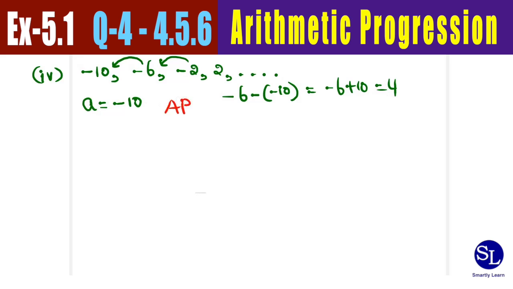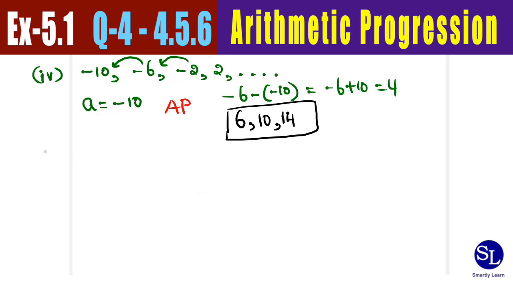Now that is an AP, let us generate the next three terms. So how do you generate the next term? You add the common difference to this term. So 2 plus 4 is 6, 6 plus 4 is 10, 10 plus 4 is 14. So we have generated three more terms for the already given AP.